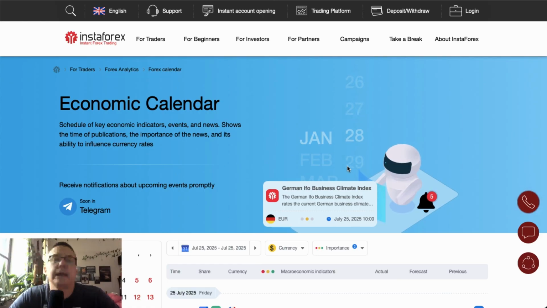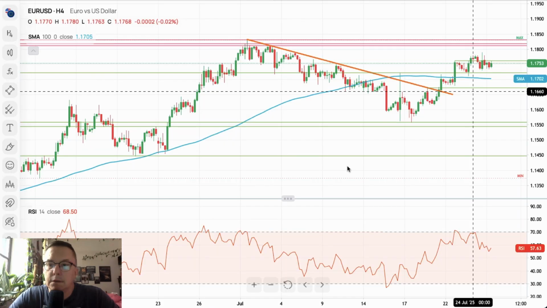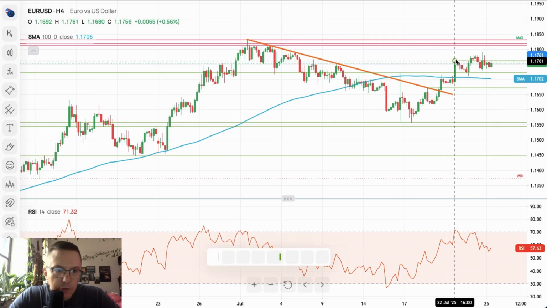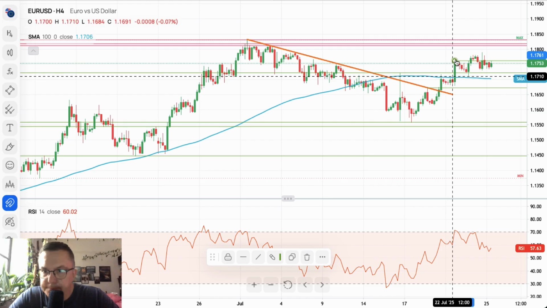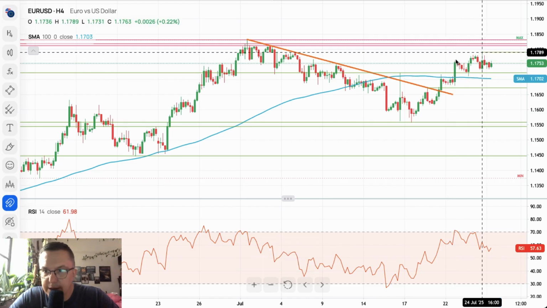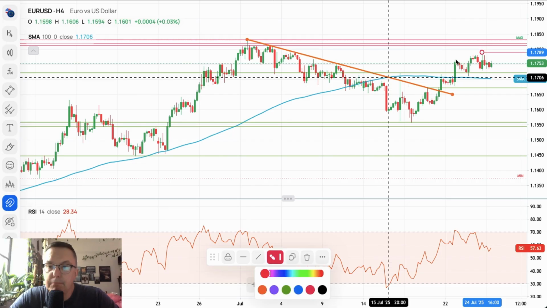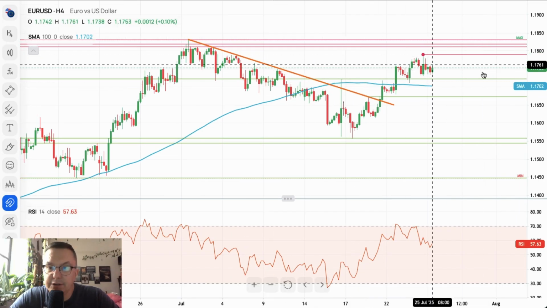So without any further ado, let's switch to the technical part. We start with euro dollar. As we mentioned yesterday, the 4-hour time frame chart of the euro dollar is showing us some sort of weakness across the board. However, we got a new local high, a marginal high at 1.1789, but it's still the major level for intraday traders ahead of the supply zone.